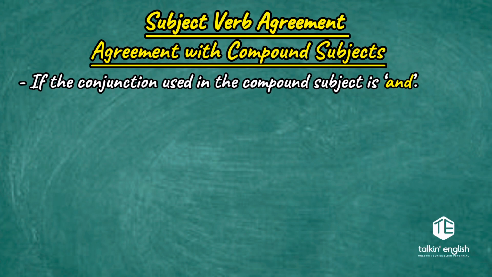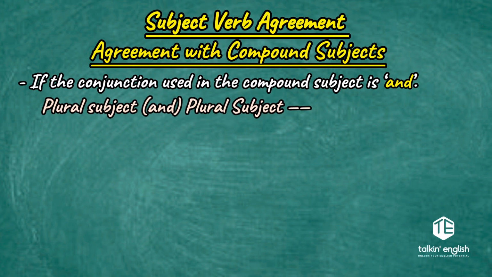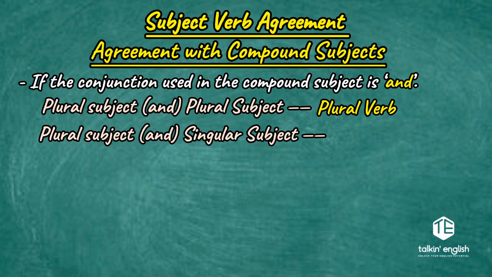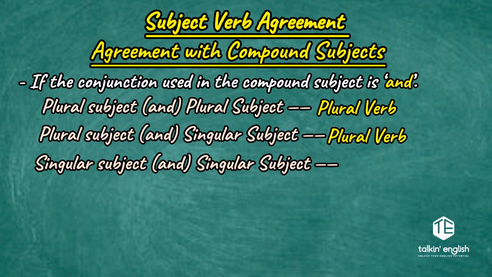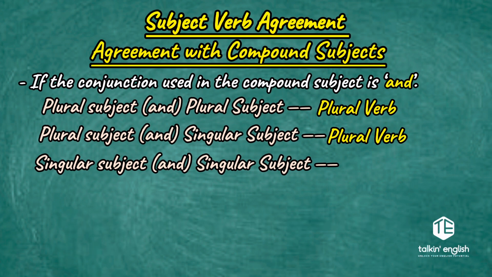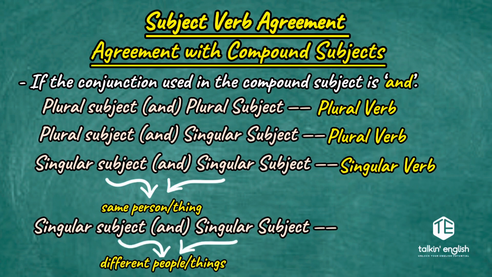If the conjunction that is used in the compound subject is the word and, then you need to see the number of the subjects that make up this compound subject. If the two subjects are plural, you have to choose a plural verb. If one of the subjects is singular and the other one is plural, you have to choose a plural verb. And if I have a singular subject plus another singular subject and they're joined by the word and, I need to ask myself this important question. Do these singular subjects name the same person or the same thing? Or do they name different people or different things? If they name or refer to the same person or the same thing, then you have to choose a singular verb. If they name different people or refer to different things, you have to choose a plural verb.